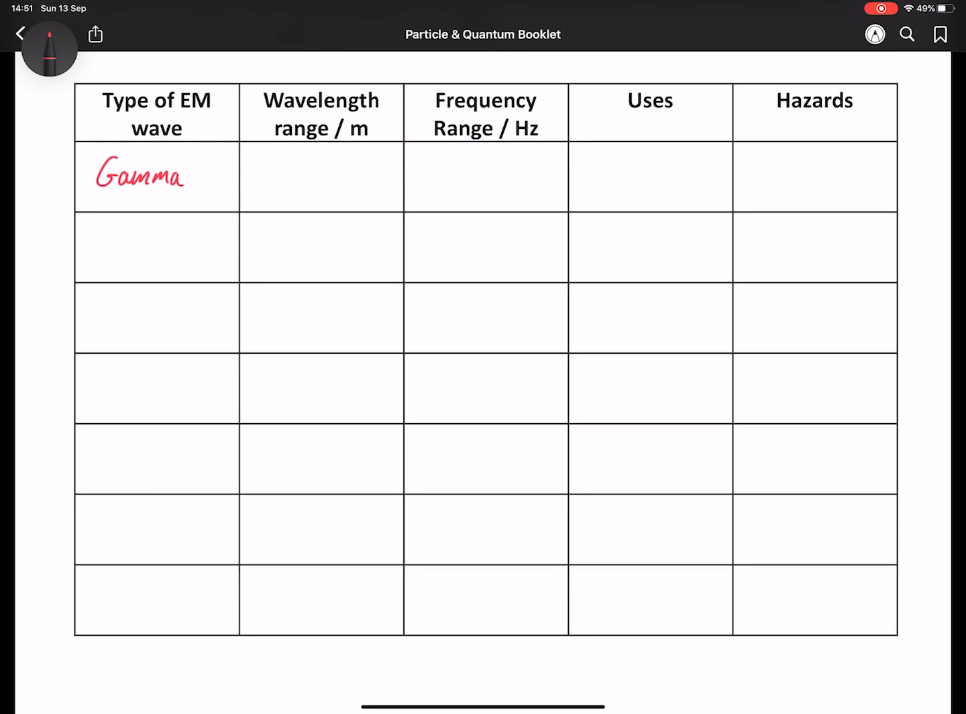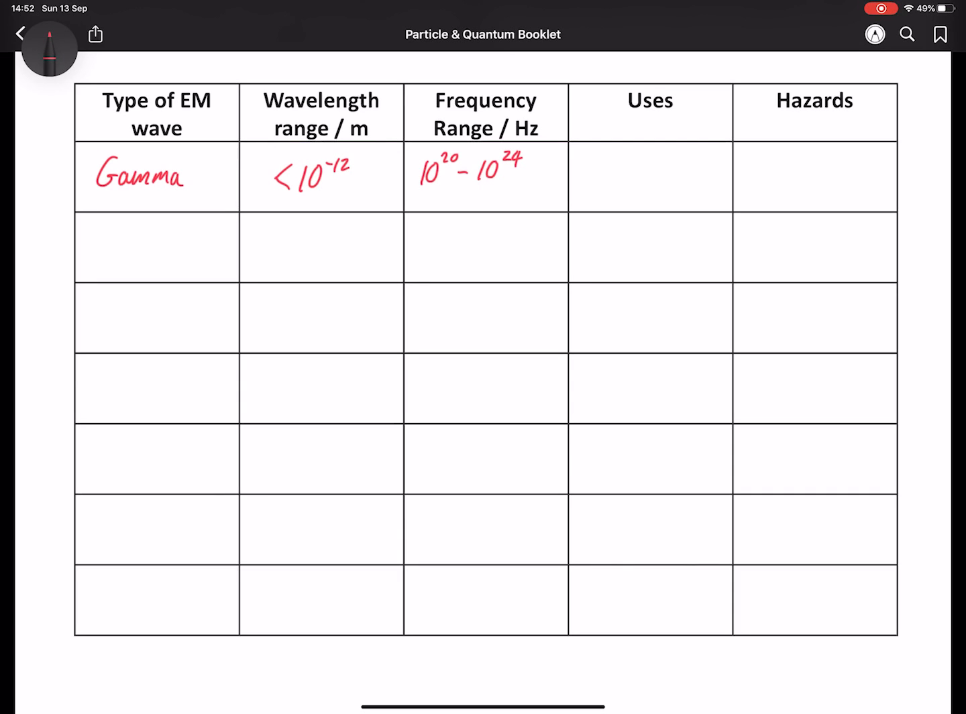So starting with our highest frequency and lowest wavelength, we know that gamma rays are going to have a wavelength less than 10 to the minus 12 meters, and their frequency generally in the high end, 10 to the 20 to 10 to the 24 hertz.